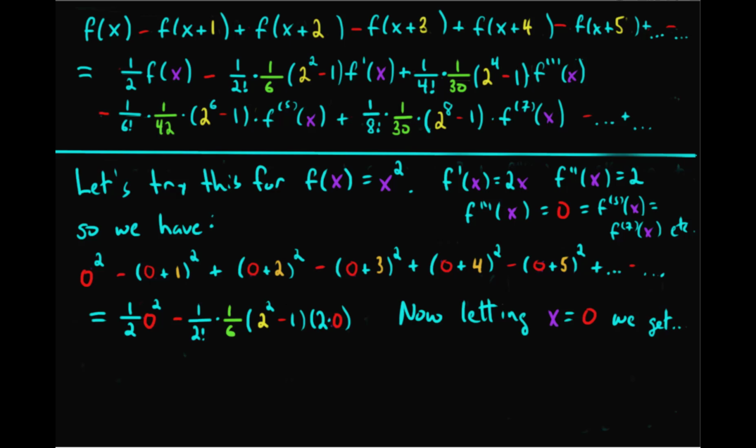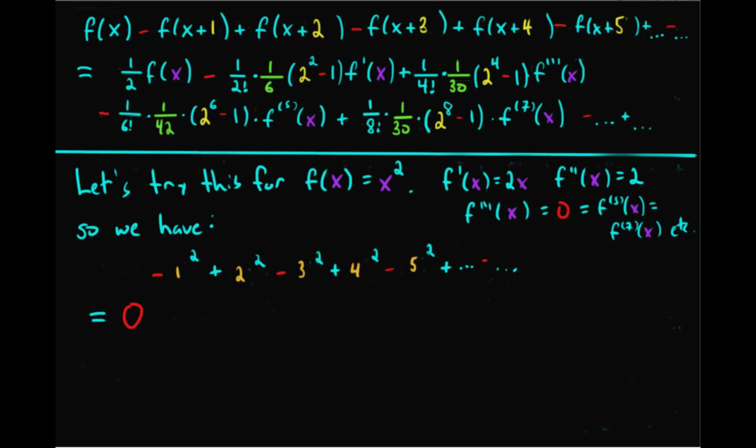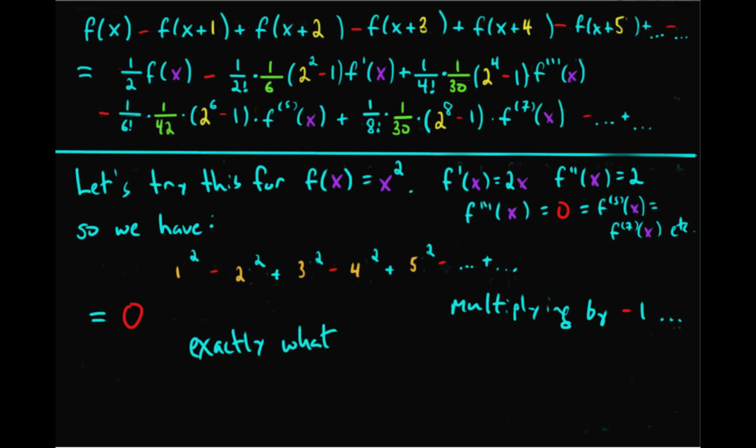And so when we set x equal to 0 for this equation, it actually cancels out all the terms on the right-hand side. And so we have minus 1 squared plus 2 squared minus 3 squared plus 4 squared minus 5 squared plus dot dot dot minus dot dot dot equals 0. And so now when we multiply both sides by negative 1, we then have 1 squared minus 2 squared plus 3 squared minus 4 squared plus 5 squared minus dot dot dot plus dot dot dot equals 0. And this is exactly what we found before for this particular divergent series.